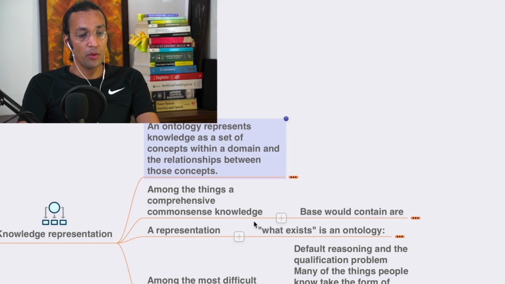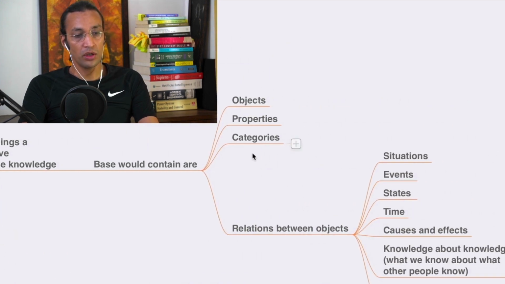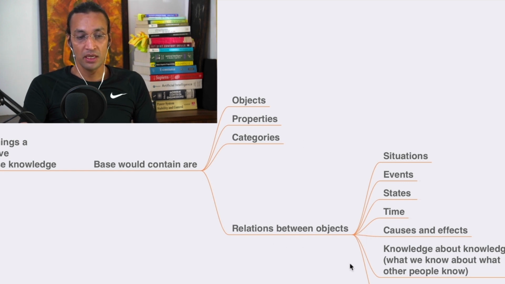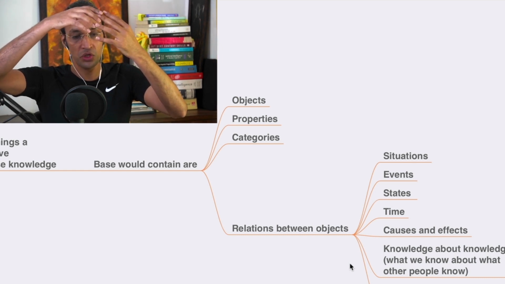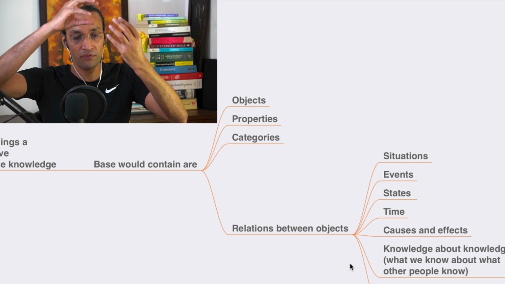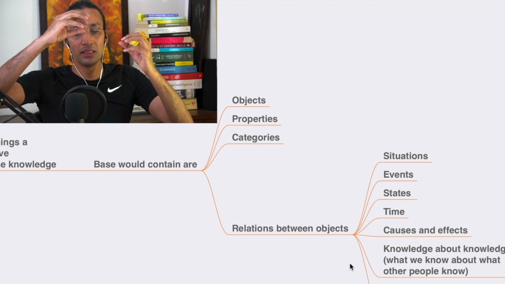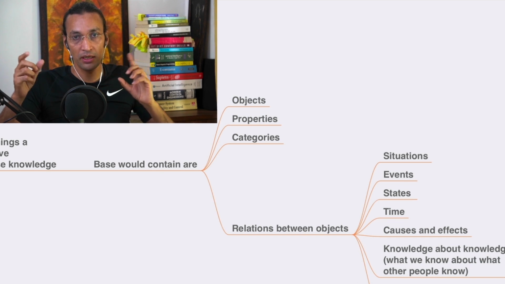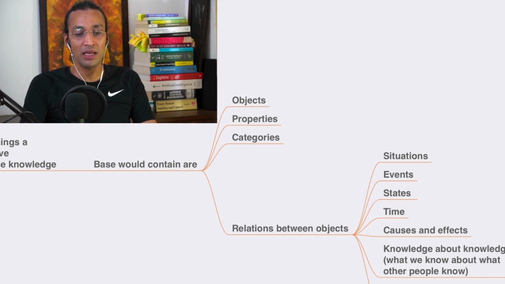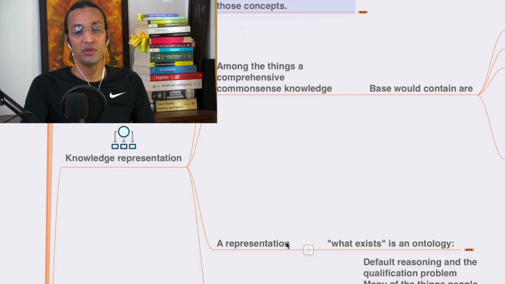Among these things, a comprehensive common sense knowledge base would contain objects, properties, categories, and relationships between objects. What is the relationship between objects? Situations, events, states, time, cause and effect, knowledge about knowledge, what we know about what other people know. That's also knowledge about knowledge. And many other less well researched domains. So this was the relation between objects.